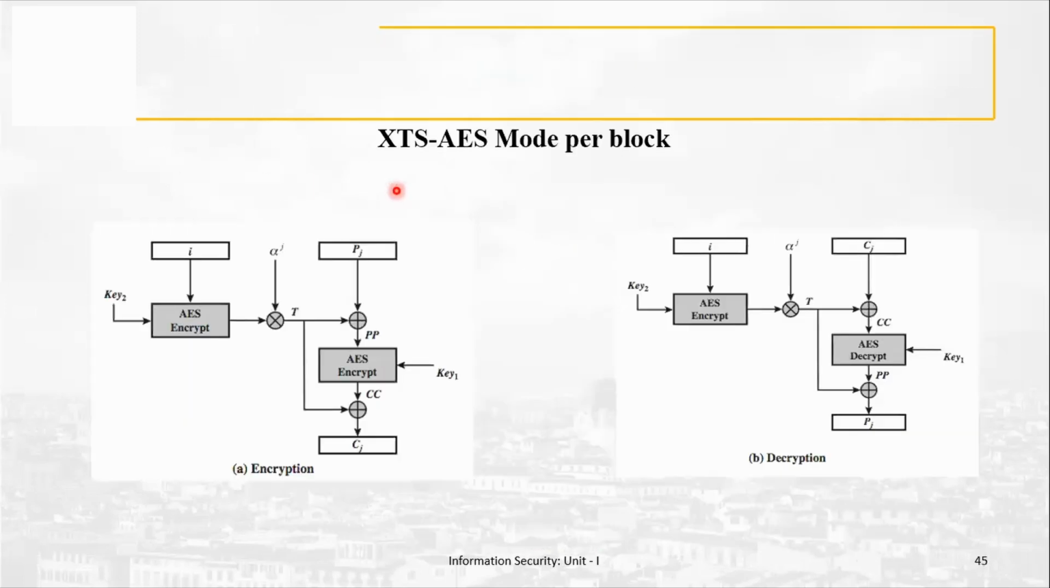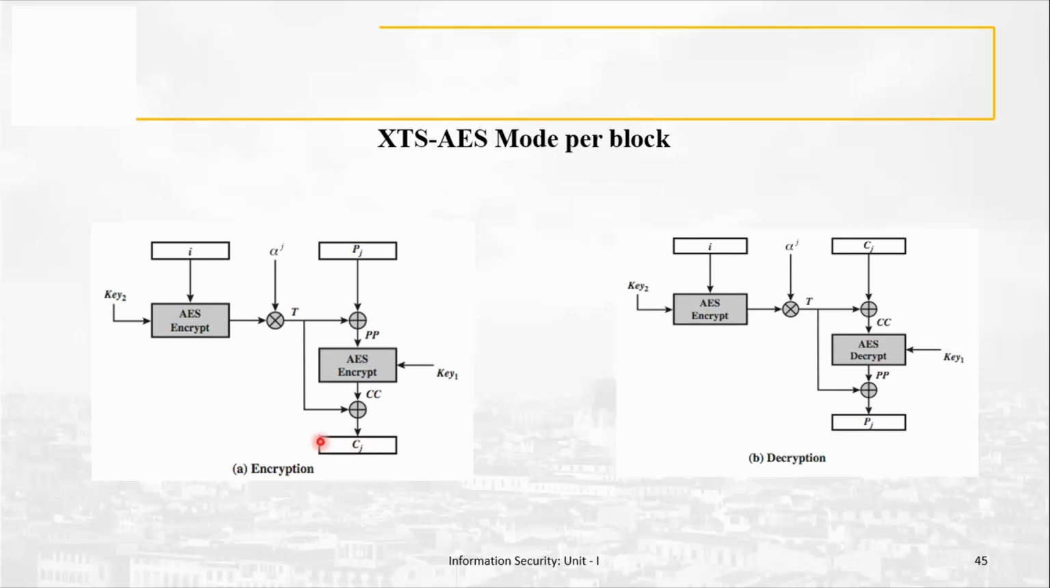But in XTS AES mode, to make this mode very secure, after a couple of XOR operations, we are encrypting the complete plain text using another key. That is very important. We are using two different keys for this encryption, because we are doing encryption twice, so that's why two keys are used here, to create a ciphertext.